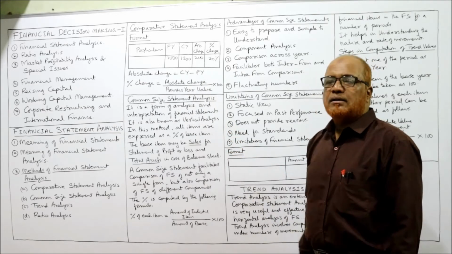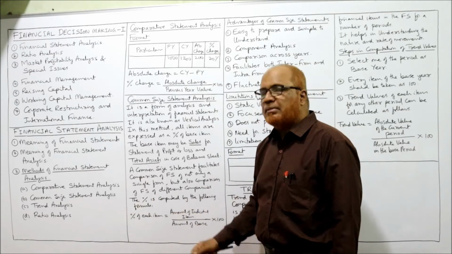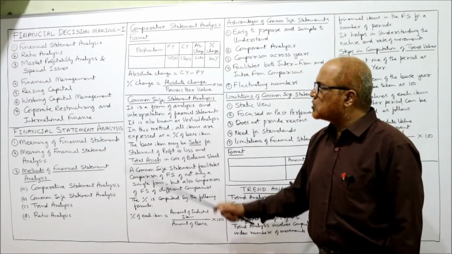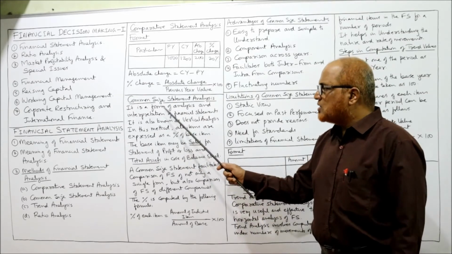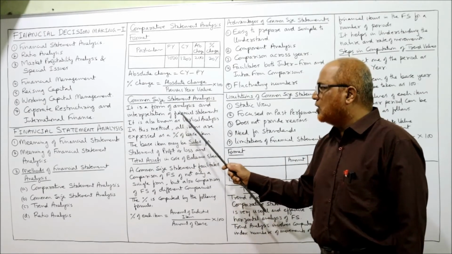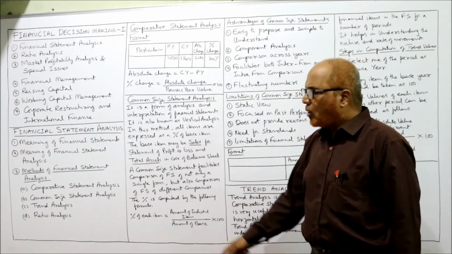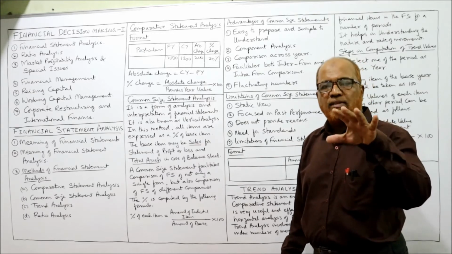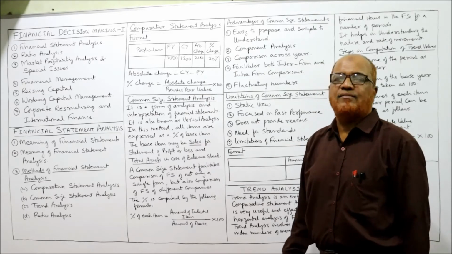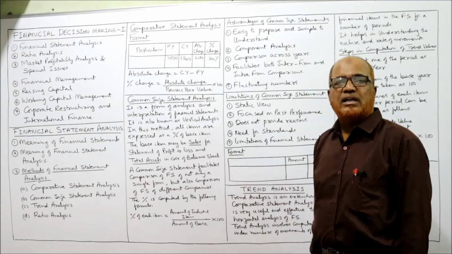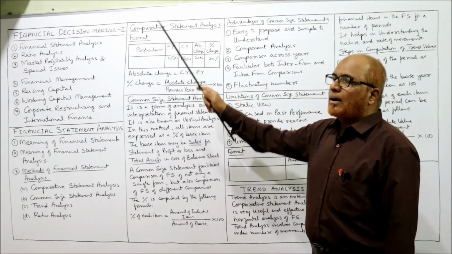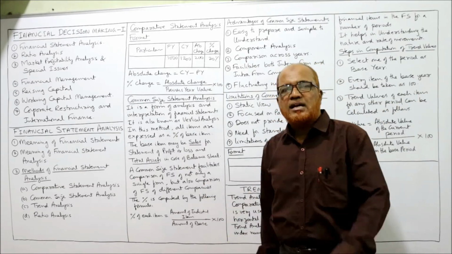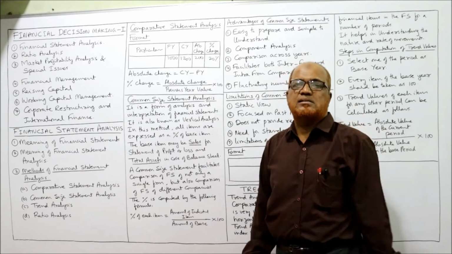Then next method is common size statement analysis. The second method of financial statement analysis is common size. It is a form of analysis and interpretation of financial statements. All these are the analysis method. So common size statement is also one of the method of analyzing the financial statements. It is also known as vertical. Remember, this comparative statement is called horizontal analysis, whereas common size is called vertical analysis.